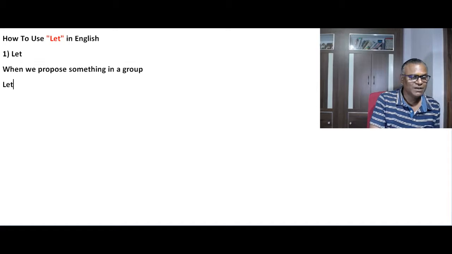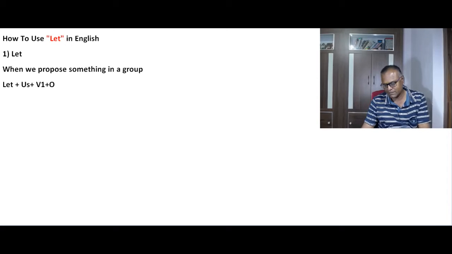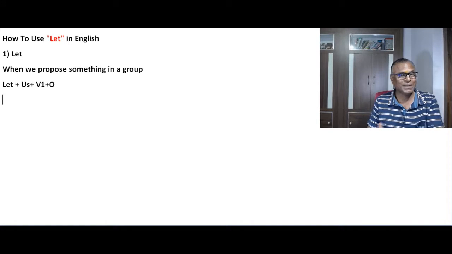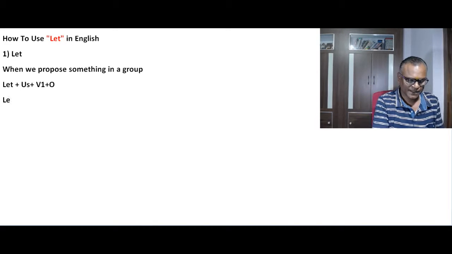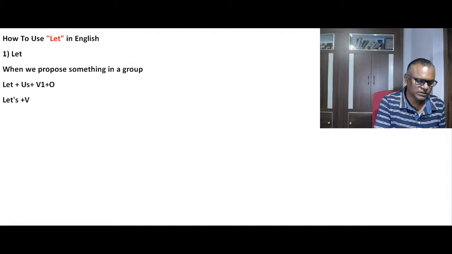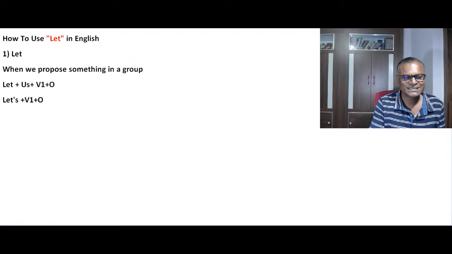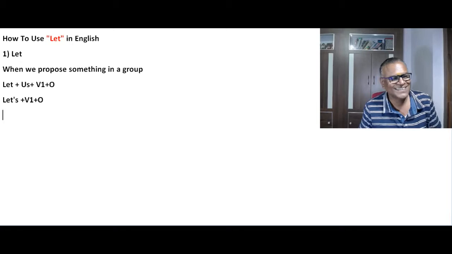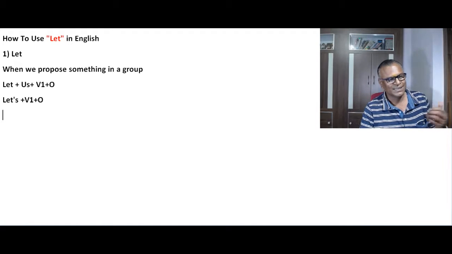So the general formula for that is let plus us plus V1 plus object. Okay, this is the formula here for that. And let plus us means let's. In short, we say let's. Let's plus V1 plus object. This is the formula. So in a group, I can say let's have a cup of tea.